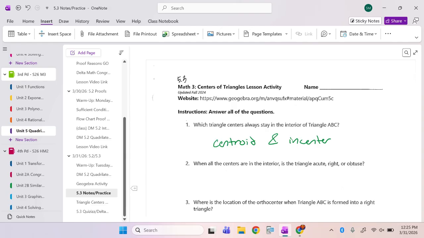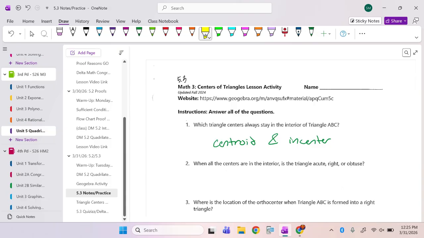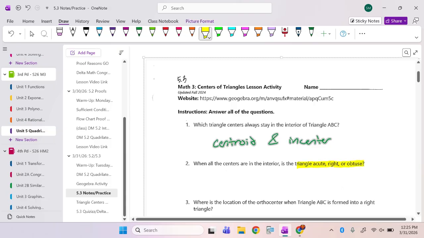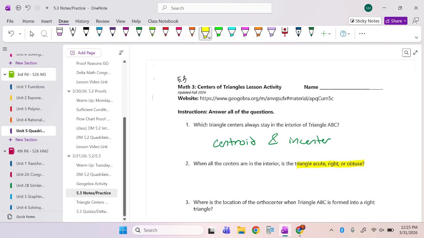Now, based off of your observations, does that mean that this triangle is acute, right, or obtuse? So what makes an acute triangle? All the angles are acute angles, meaning less than 90. What makes a right triangle? You have to have a 90-degree angle. What makes an obtuse triangle? One angle that's over 90, not 180.